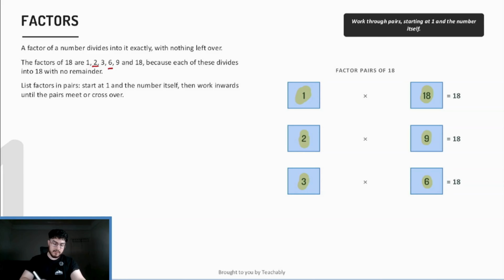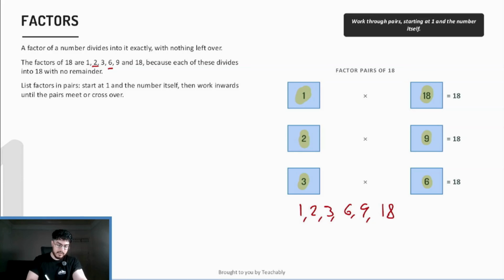Now, can we go further? Well, we can try. 4 times what gives us 18? You'd think 4 times 6. 4 times 6 is 24. Okay, 4 times 5 is 20. Okay, 4 times 4, that's 16. And so we can see very quickly that there's no factor 4. Then we can continue down the line and see there's no other factors. And so now we have the full list of factors of 18, which is 1, 2, 3, 6, 9, and 18. I'm going to do a very quick example of another number just so it's really solid.